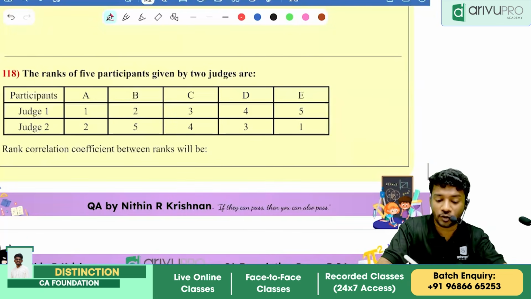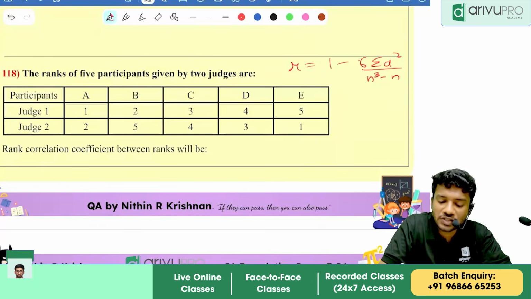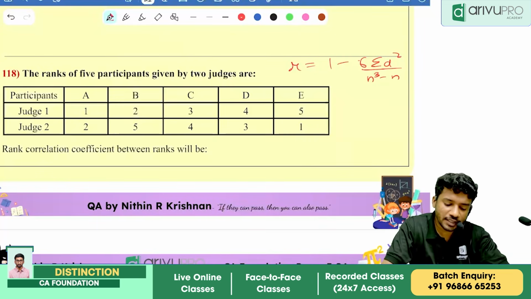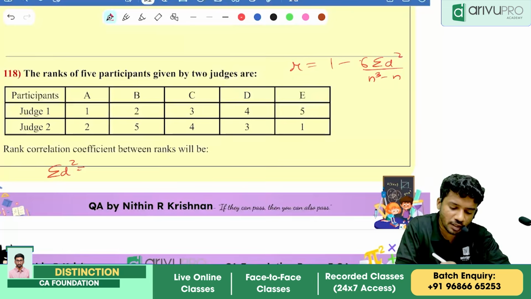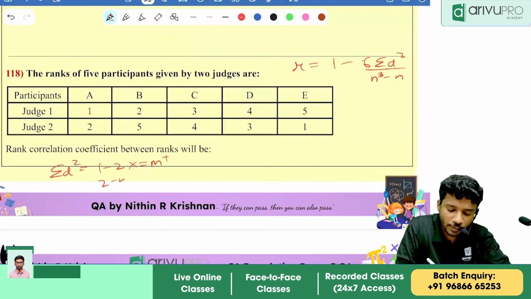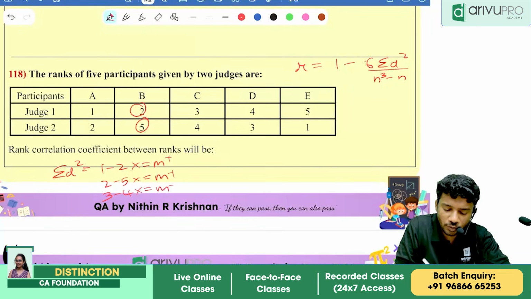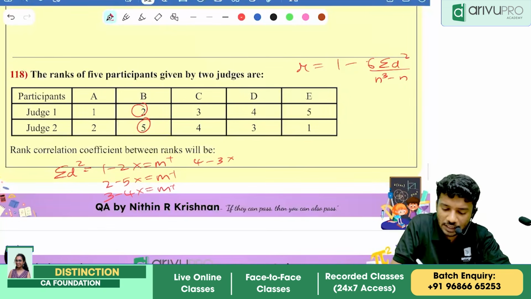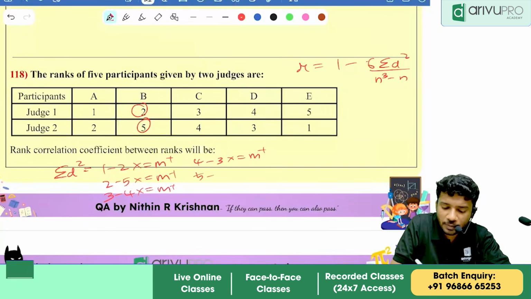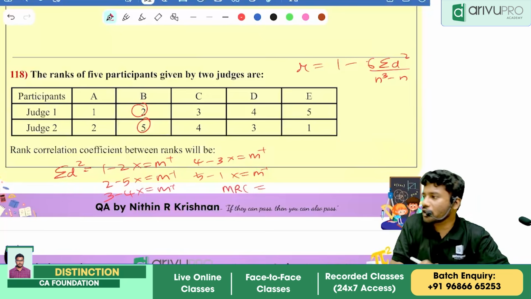What is the formula for correlation coefficient? 1 minus 6 sigma d square divided by n cube minus n. Now we need to find sigma d square. How to find sigma d square? 1 minus 2 whole square plus 2 minus 5 whole square plus 3 minus 4 whole square plus 4 minus 3 whole square plus 5 minus 1 whole square, then sum. How much are you getting for that?